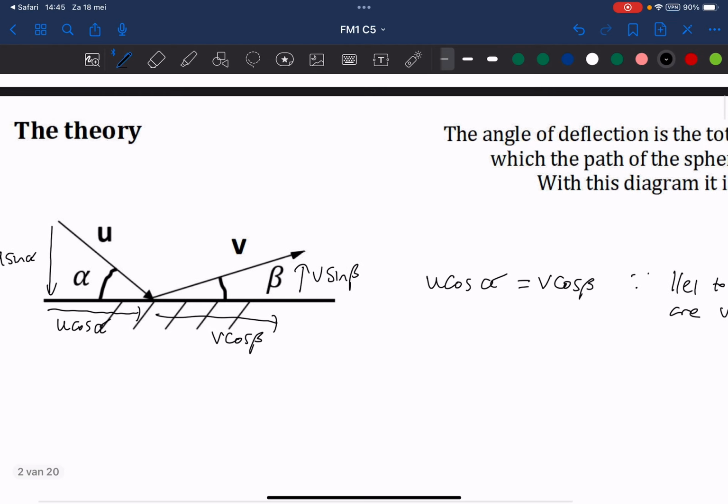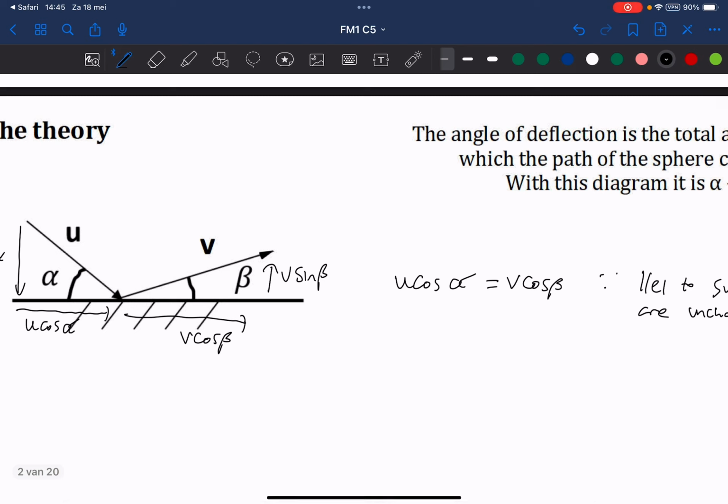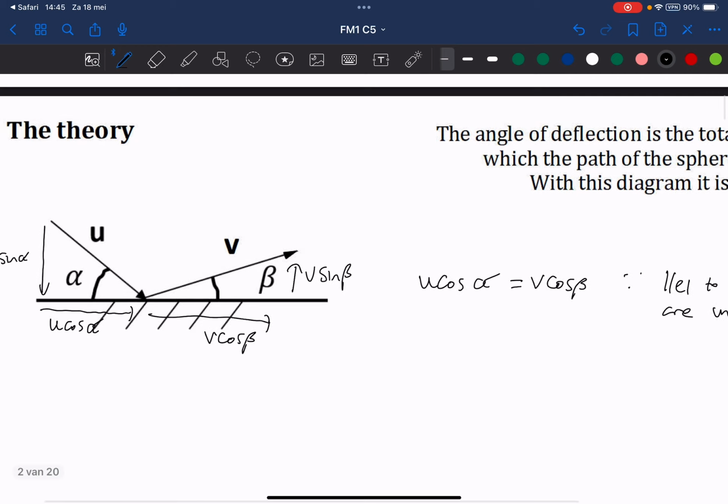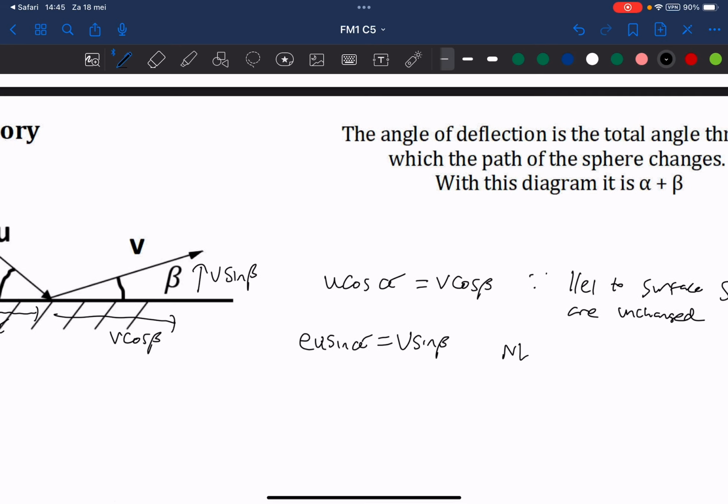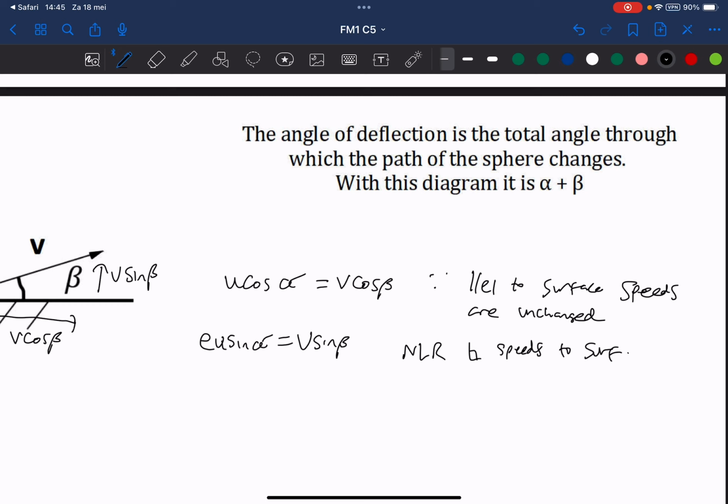Now, to get the next one, we need to remember Newton's law of restitution, the speed of separation divided by the speed of approach. But I don't like using it like that, so we're going to get v sine beta, but we're going to have some multiple of our u sine alpha, which is this coefficient of restitution called E. E u sine alpha will be equal to v sine beta. Those are two very important equations that you need to learn off by heart. Now, this is Newton's law of restitution, perpendicular speeds to surface.